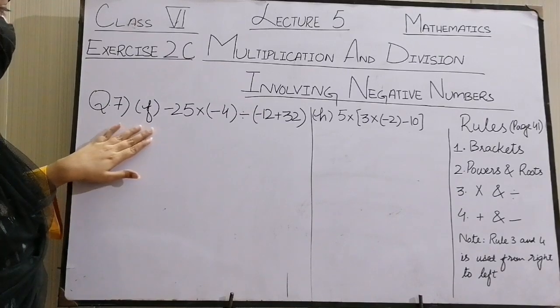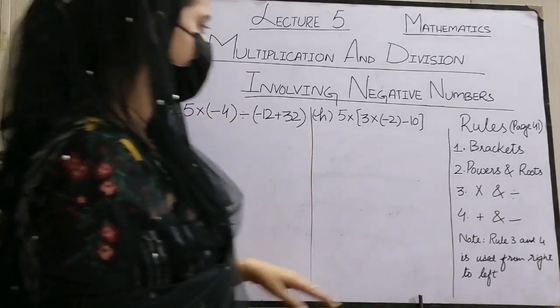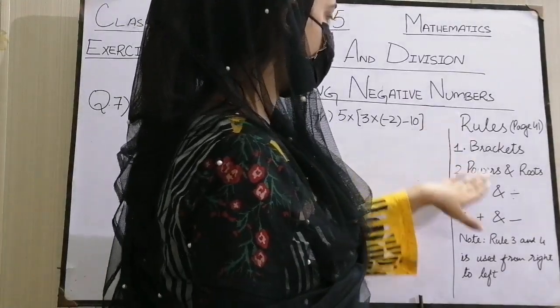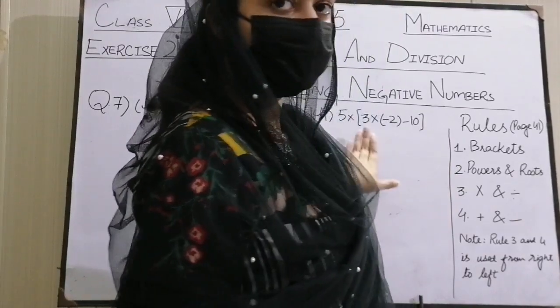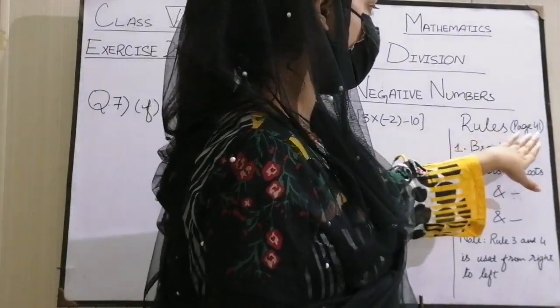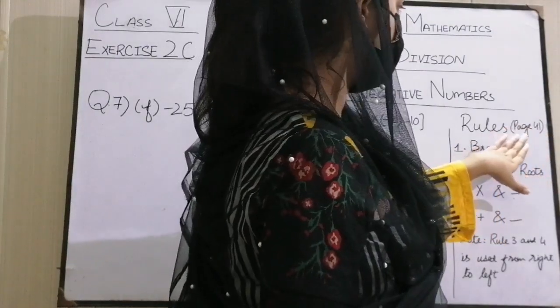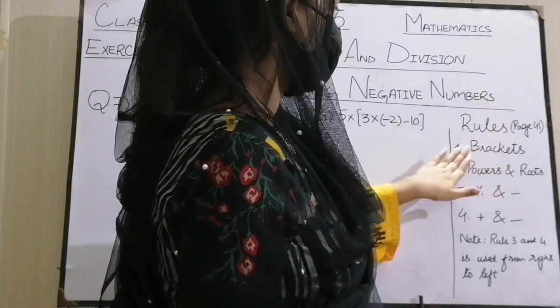Now we will do question number 7 part F and part H. Before starting these, let's have a look at rules. There are 4 rules to solve these kind of questions. First rule is to solve the brackets. You can also read out the complete statement of these rules on page number 41 of your textbooks.